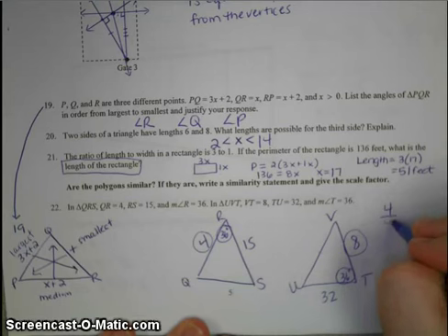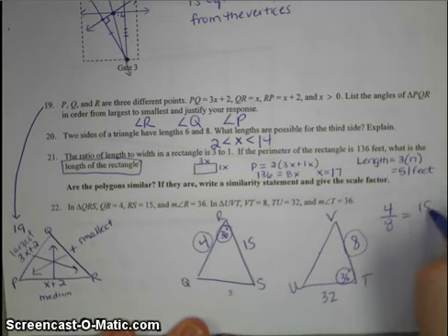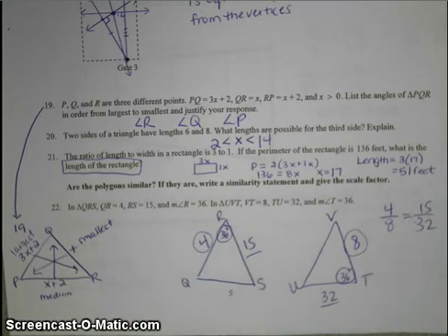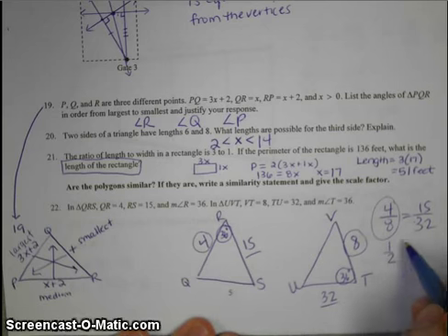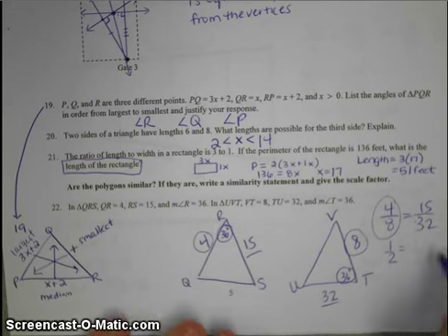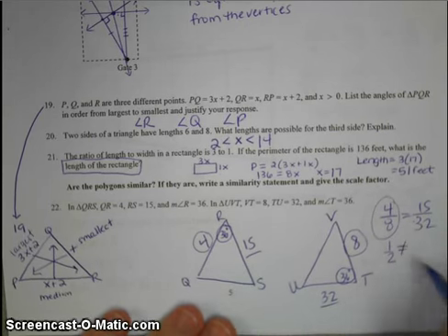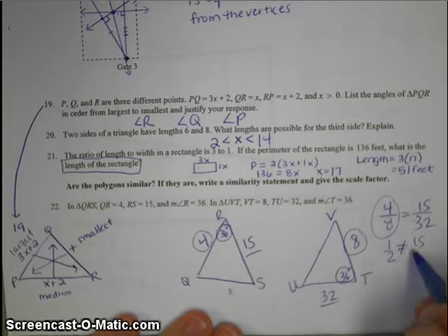So 4 is to 8 as 15 is to 32. So do these scale factors reduce to the same thing? Hopefully we can see that this is 1/2 and this is definitely not 1/2. So these are not going to be equivalent. So not similar. They do not have the same scale factor.